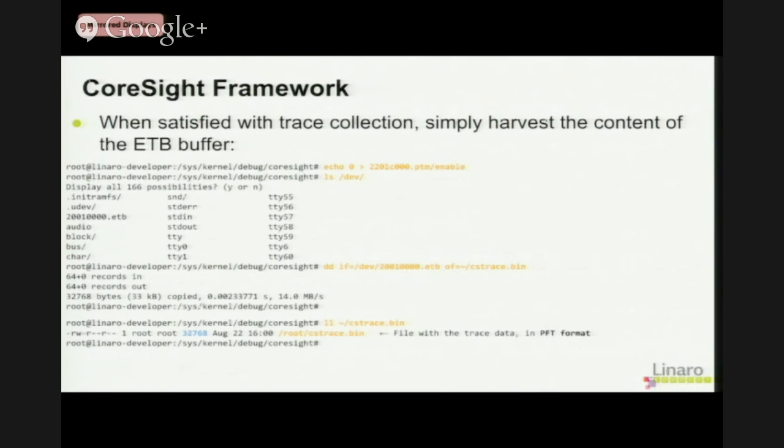Is there a way you can ask the kernel to stop the tracing automatically when the thing you're tracing exits, so you don't have to do a round trip to user space, write 0 to disable, and potentially clobber out an ETB?